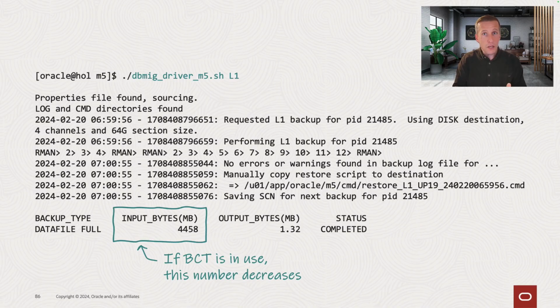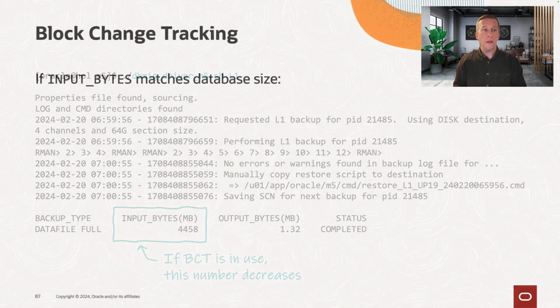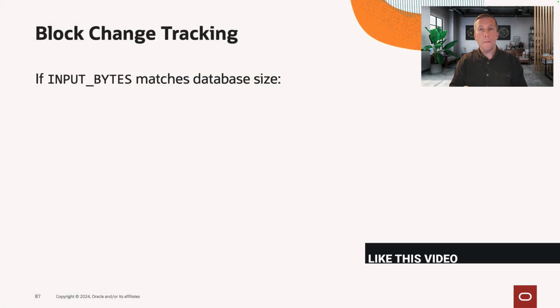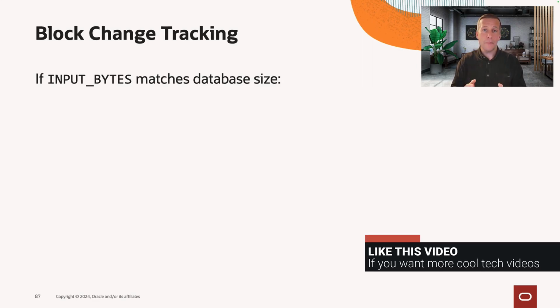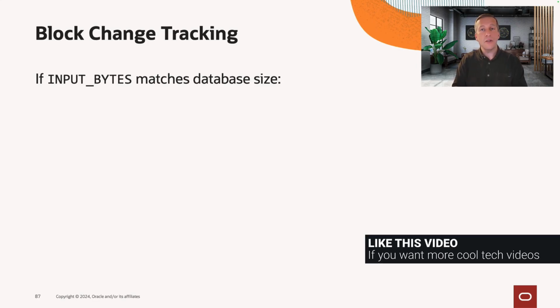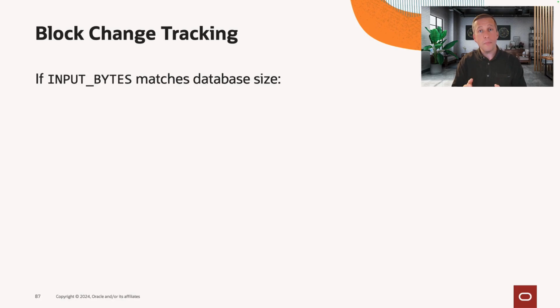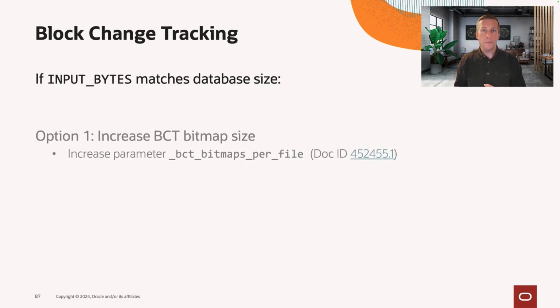But you should see that the level 1 backups need to scan less data than this. You should see input bytes decreasing when you do the level 1 backups. If that's not the case, you need to worry. If input bytes matches more or less the database size, it is an indication that block change tracking is not being used by RMAN when you're doing level 1 backups.